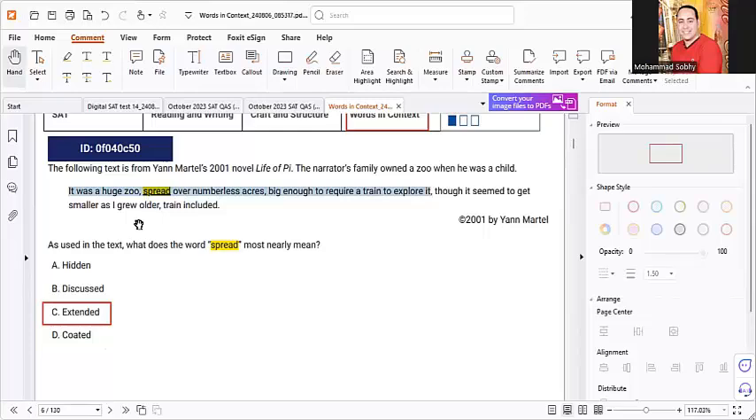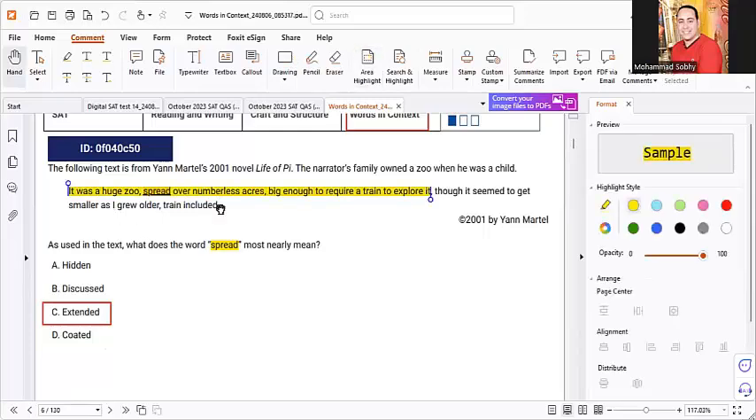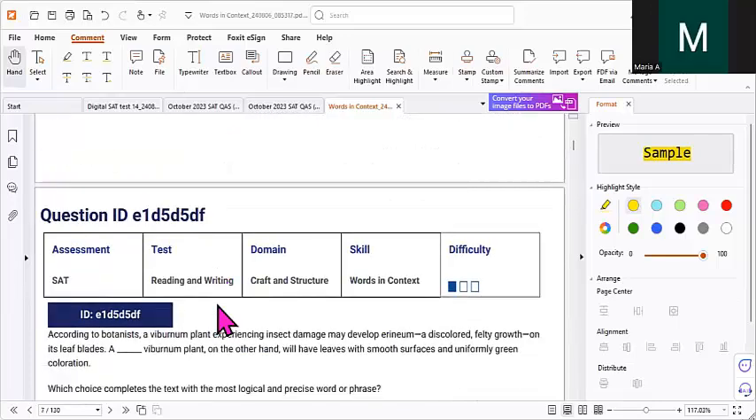Okay, so it gets smaller as I grew older. Great, Lamar. Thank you very much. You hit the target from the first shot. Let's ask Maria. Maria, can you go, please? Yes. Next question.